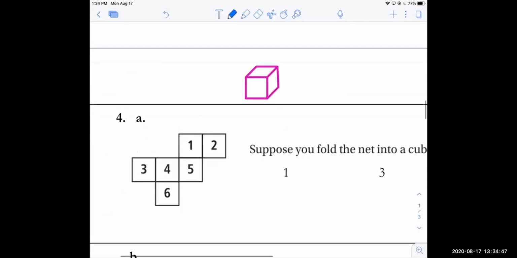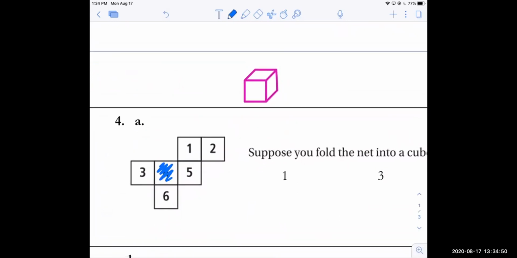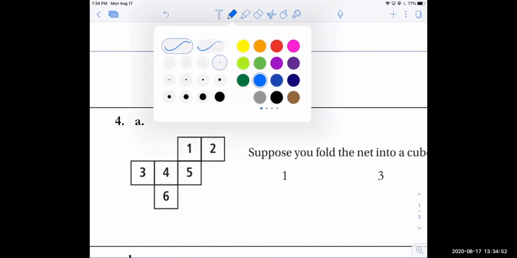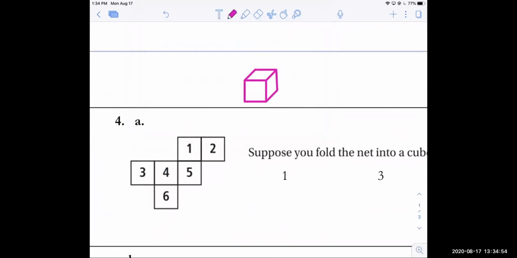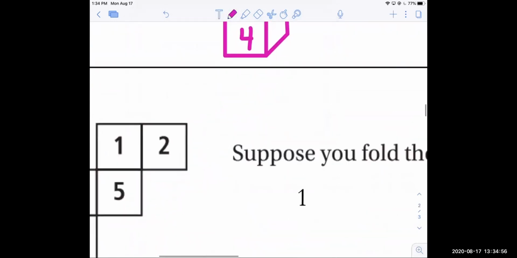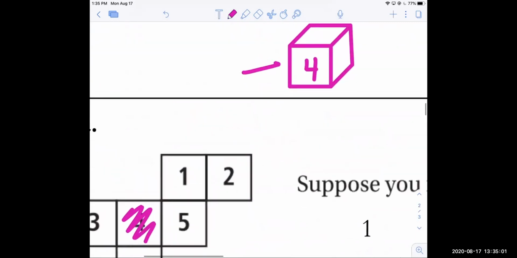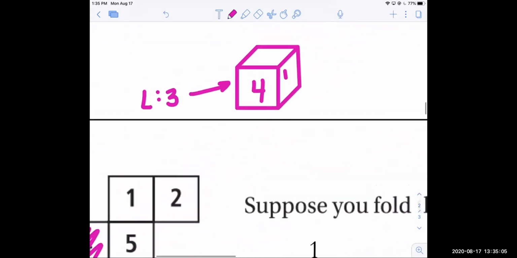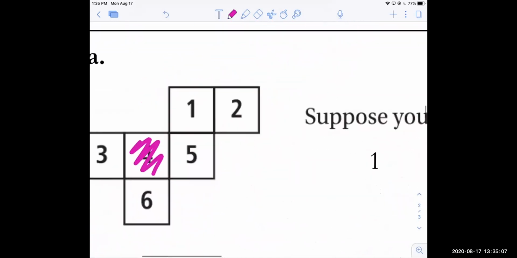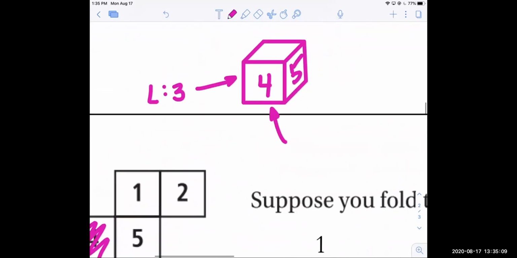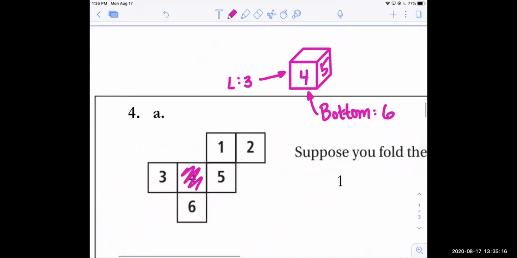Okay, so I'm going to go ahead, it says fold it into a cube. I'm going to make 4 my front. I just kind of like the way that one looks. So I'm going to make 4 the front here. Okay. And then if 4 is the front, then left would be 3. On the right would be 5. The bottom is 6. What is on the top and what's the orientation of it?